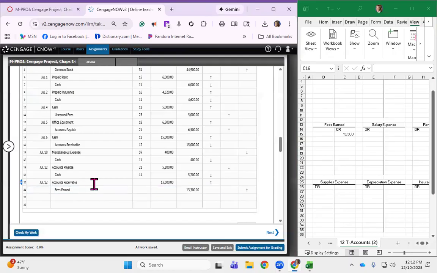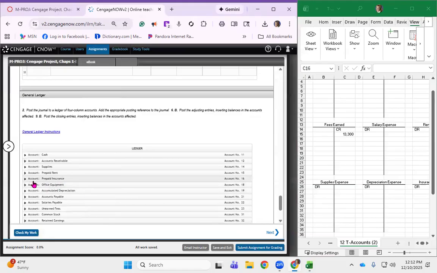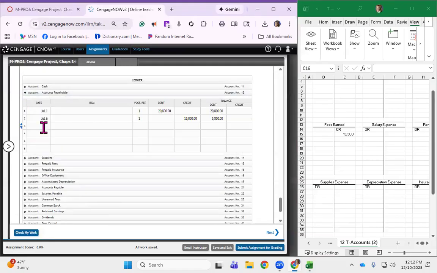13,300. Now let's post. Let's go down to accounts receivable. And this is going to be a debit to accounts receivable. So we should already have 2 in there. This is going to be July 12th, page 1 still. We're going to make accounts receivable go up. Okay, and now we're going to add to what we have there. Okay, so now I have a new balance in accounts receivable of $19,100.